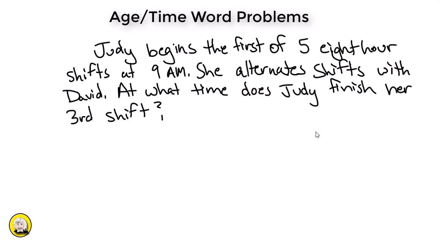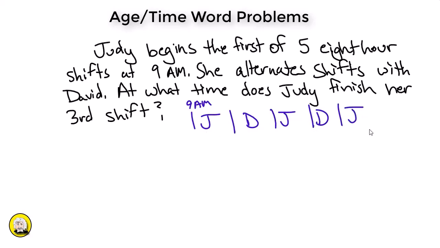She alternates shifts with David. At what time does Judy finish her third shift? Well, Judy starts at 9 a.m. and then we have David's shift, and then Judy's shift, and then David's shift, and then Judy's shift. So we know there are 5 shifts. Each is 8 hours, so it's going to be 8 times 5 equals 40 hours. And Judy's third shift is at the end of all 5. So the time here will be 40 hours later.